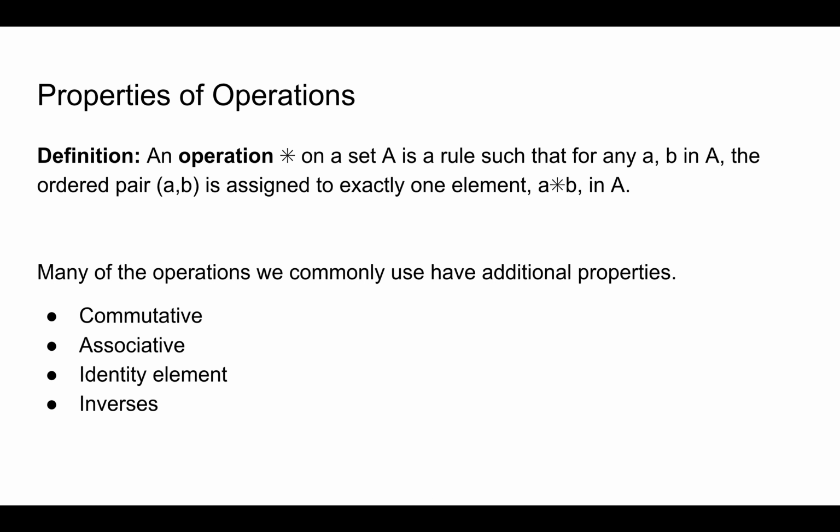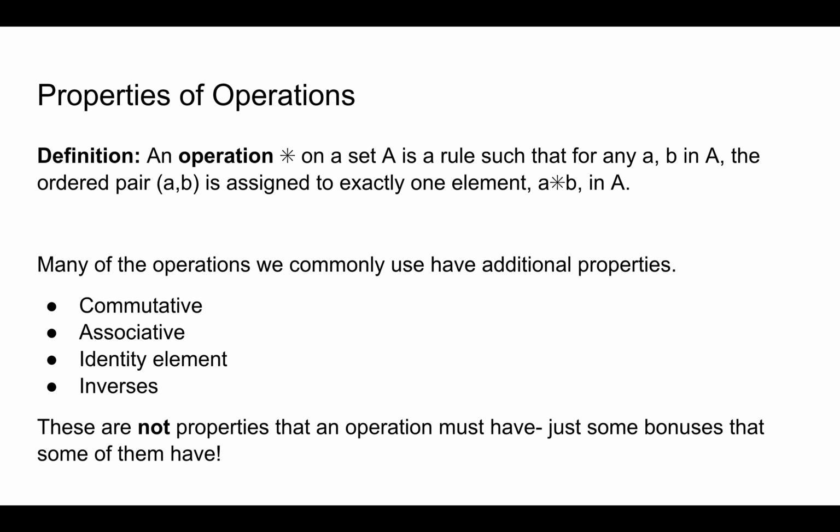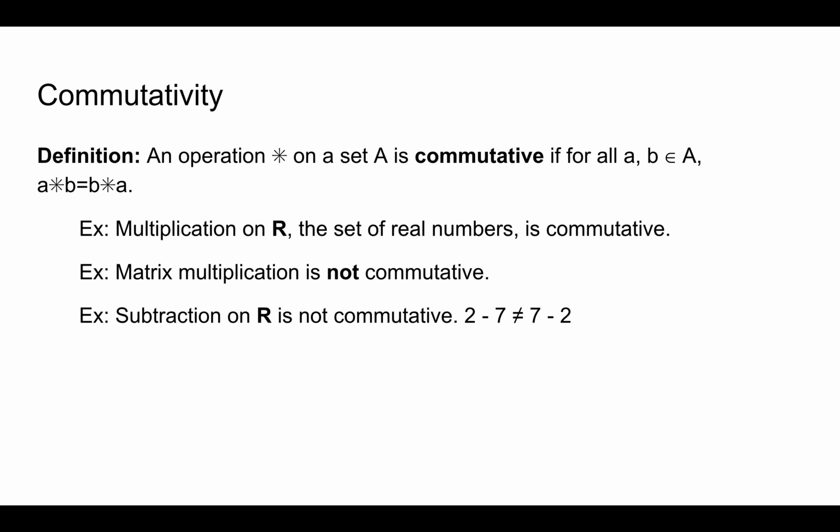So many of the operations we commonly use have some additional properties. For example, addition on the real numbers or on the integers, or multiplication on the real numbers or the integers, and so on. Many of these have some of the following properties: commutativity, associativity, having an identity element, and having inverses. Just a note, these are not properties that an operation must have. They are just some bonuses that some operations do have. So we're going to define each of these and give some examples and some non-examples.